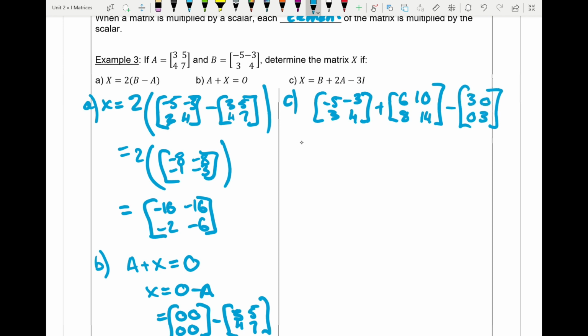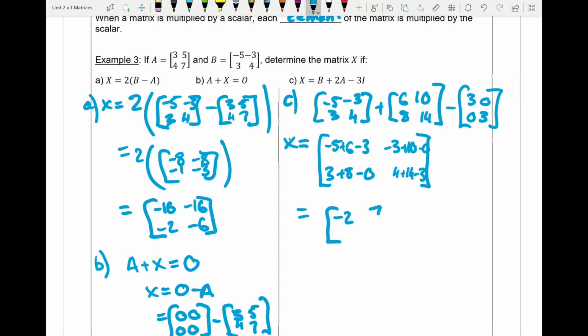And what we're going to get with that is X is equal to, I'm going to make a bigger matrix here to actually show my addition. So -5 plus 6, take 3. 3 plus 8, take 0. -3 plus 10, take 0. And 4 plus 14, take 3. And what that leaves us with is -2, 7, 11, and 15.